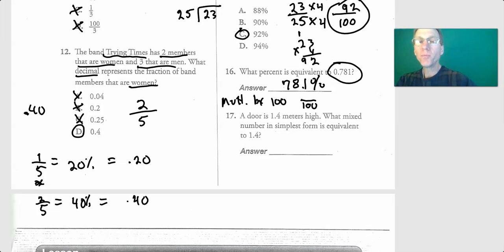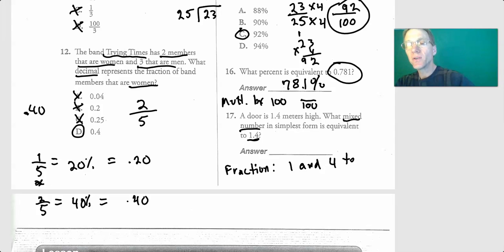Let's look at the next one, we're almost done. The door is 1.4 meters high. What mixed number in simplest form is equivalent to 1.4? All right, well, a mixed number means they want us to put this into a fraction form. That's all. Don't let that scare you. So let's just say it, 1 and 4/10. Just by saying it out loud, we're like, oh, okay, 1 4/10.